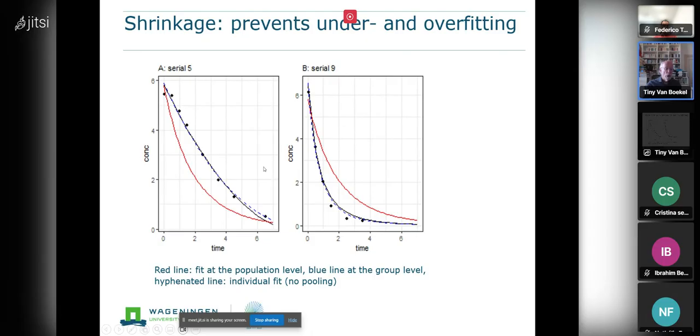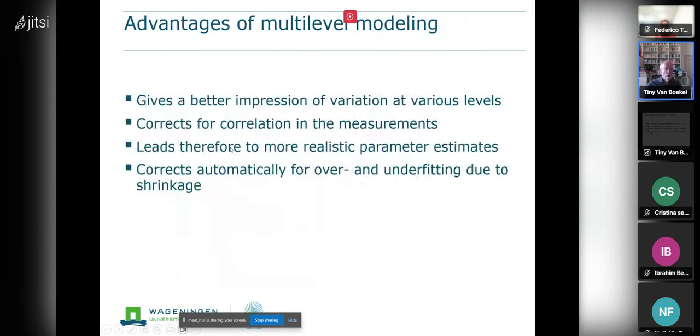So some will be below, some will be above, but this effect is called shrinkage, and it's the result of trying to prevent under and overfitting. Everything is drawn towards the general overall mean. But if you want, you can also see it per level. So it gives you a much better impression. It corrects for correlation, and it therefore leads to more realistic and unbiased estimates, and it corrects for over and underfitting.